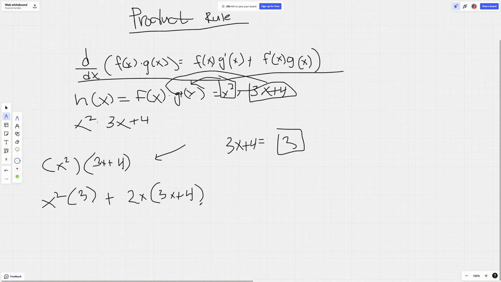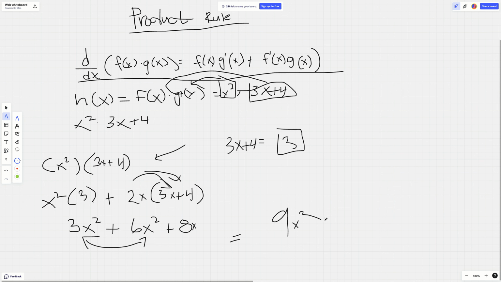From here, now that we have the derivatives of these corresponding functions, we simply want to expand and simplify like we normally do. X squared times 3 is equal to 3x squared. And foiling this out, we get 3x squared plus 6x squared, or 2x times 3x, plus 8x. Again, combine like terms of these x squared. This simplifies to 9x squared plus 8x, right?